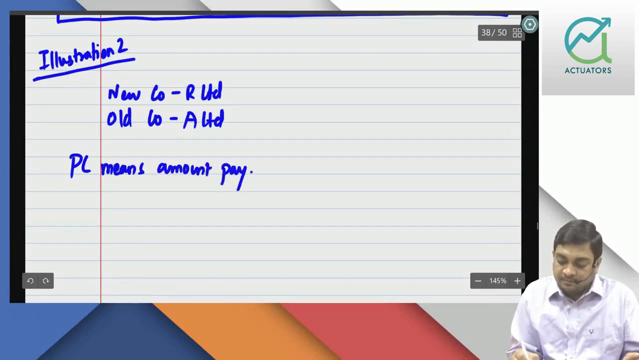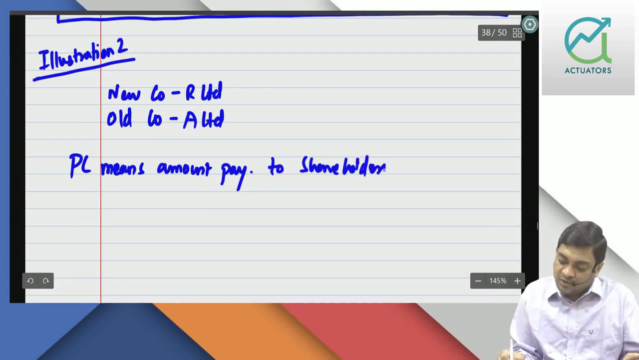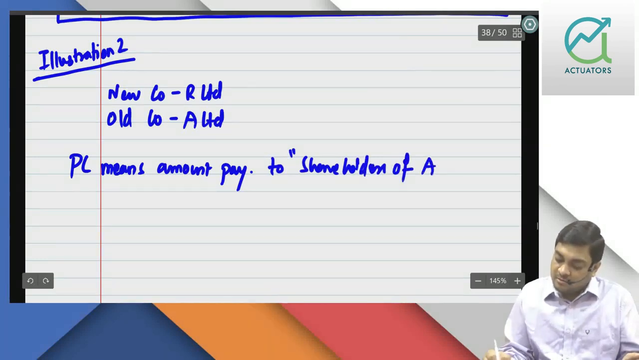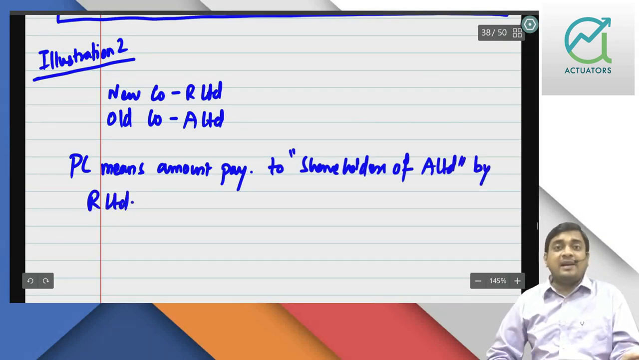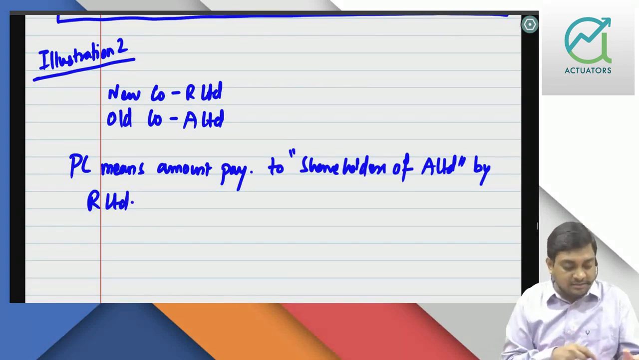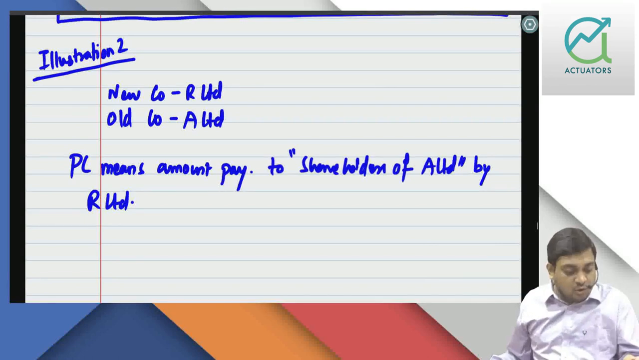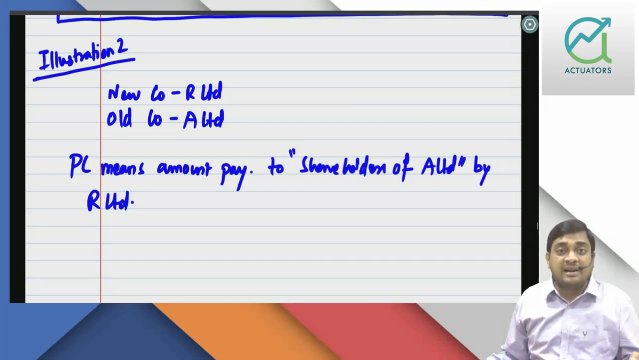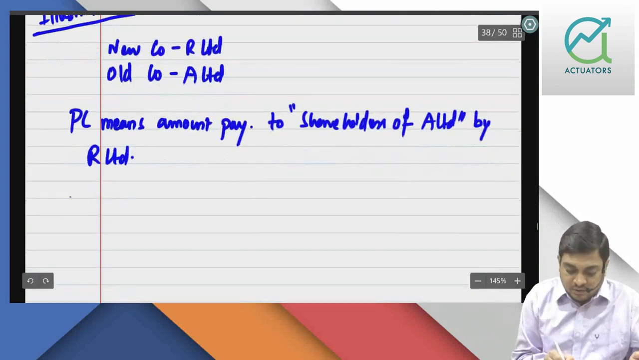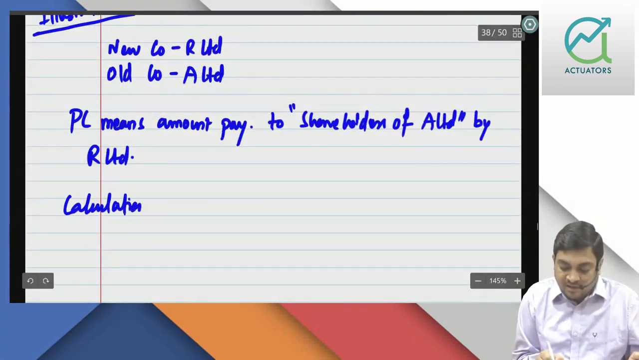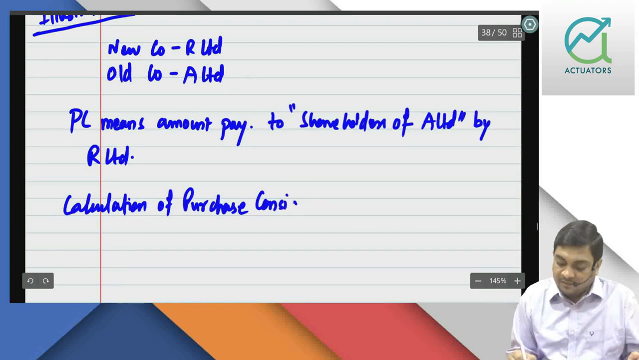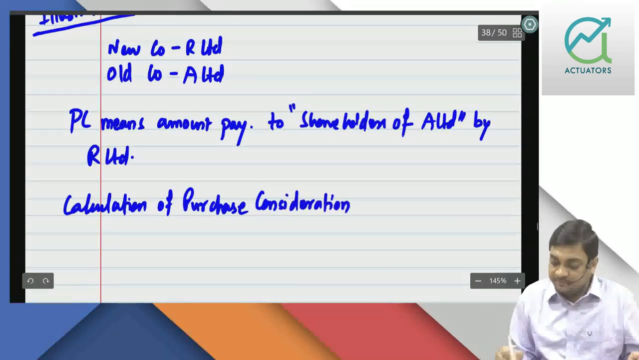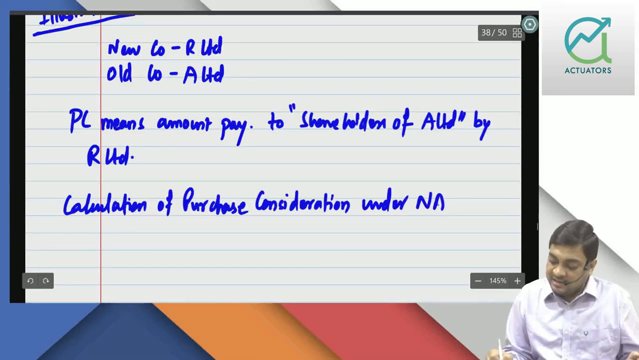So PC means amount payable to shareholders of A Limited by R Limited. And you can do it by net payment method and net asset method. Now see what they have told us. They have told us to go by net asset method because the share payment detail is not mentioned. Okay. So kindly do it. Calculation of purchase consideration under net asset method.